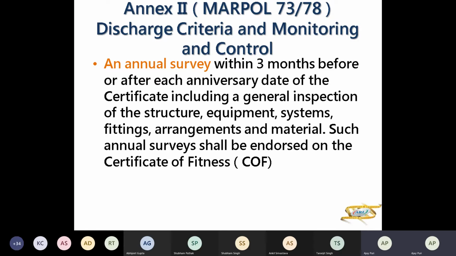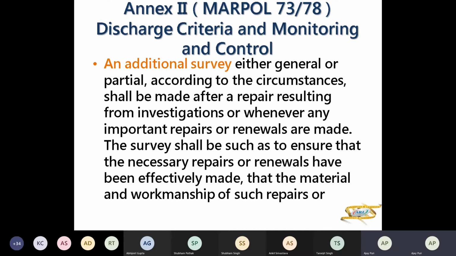For tankers, Annex 1, it was done on the IOPP certificate. So you have to remember where the endorsements of these surveys are done. Here it is the certificate of fitness. Then you have annual survey every year, which can be plus 3 months or minus 3 months from the anniversary date. That is every year date. Here you have general inspection of structure, equipment, system, fittings, arrangements and material. And this will be endorsed on the COF or certificate of fitness.